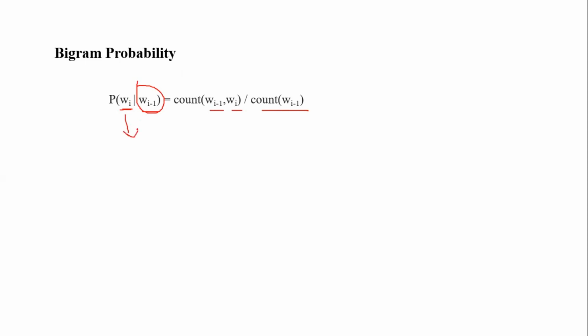So check how many times these two words, Wi minus 1 and Wi, occurred consecutively. First we find out how many times Wi minus 1 occurred in the corpus, then check how many times the words Wi minus 1 and Wi occurred together, and divide the values.